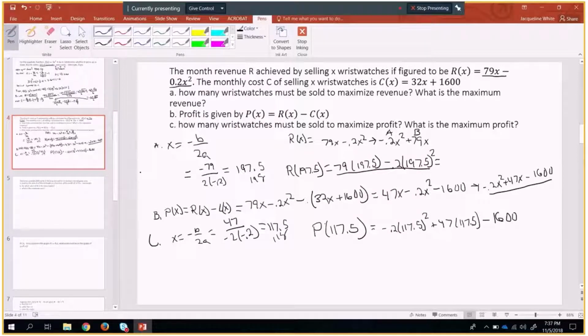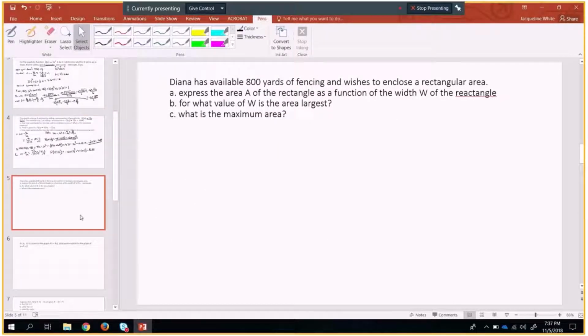All right, so next question. We have that Diana has 800 available yards of fencing and wishes to enclose a rectangular area. Express the area A of the rectangle as a function of the width W of the rectangle. Sorry for the typos here, but it's math. We don't really care about grammar.